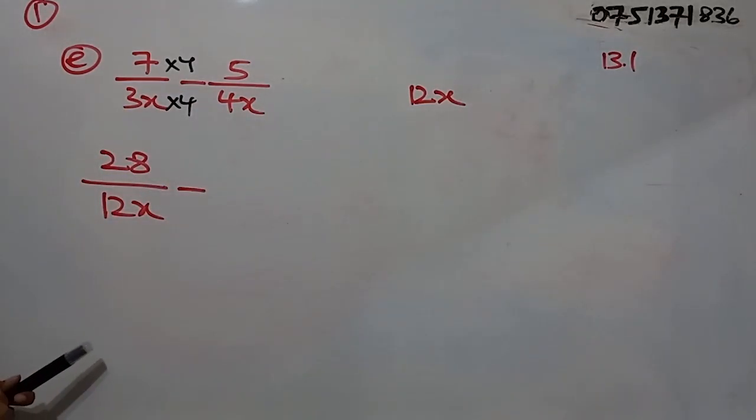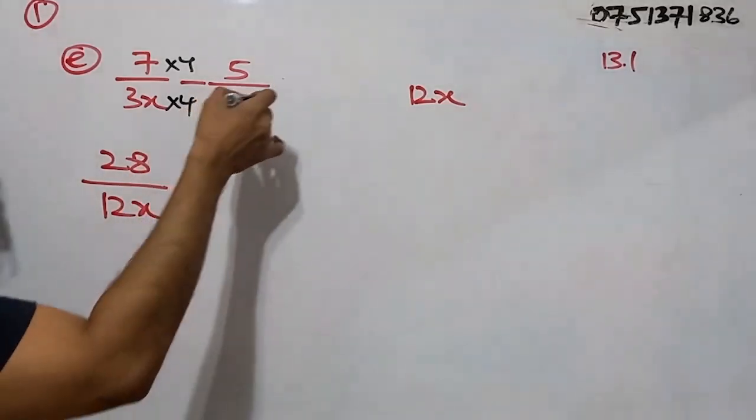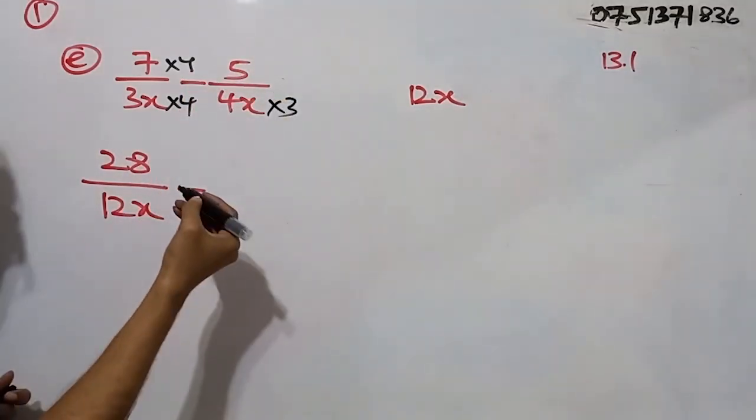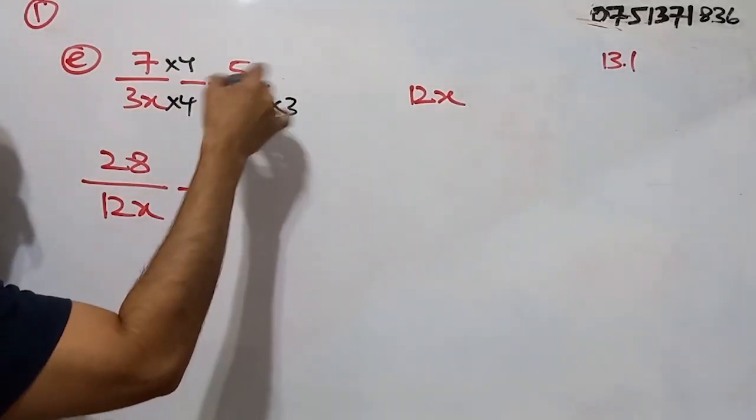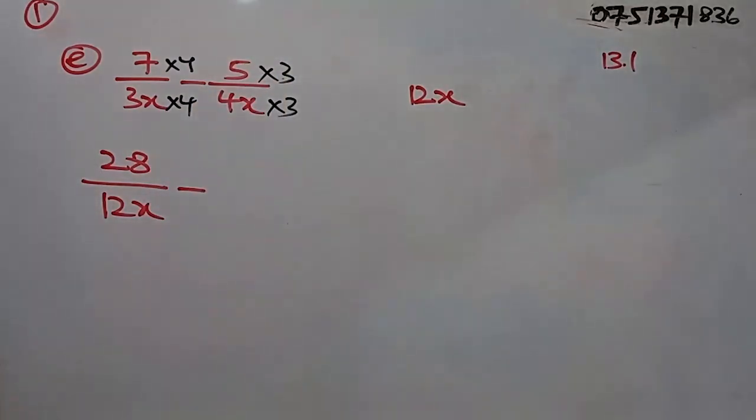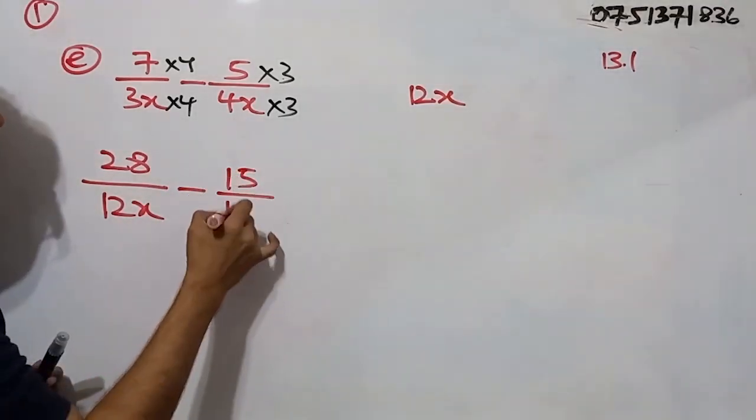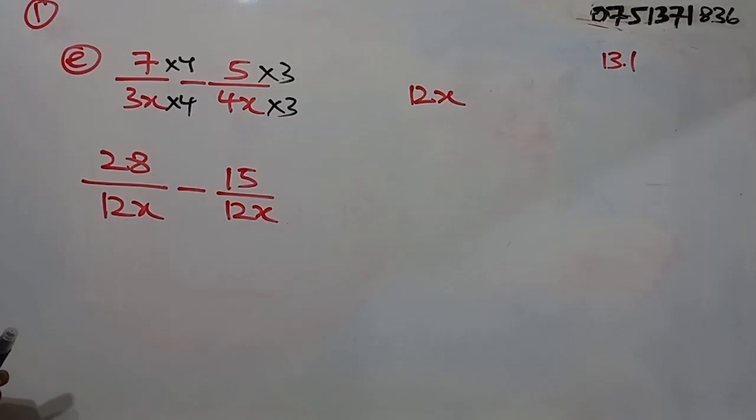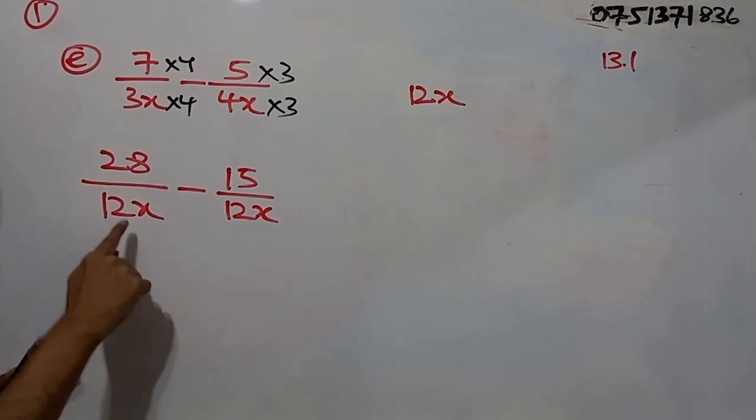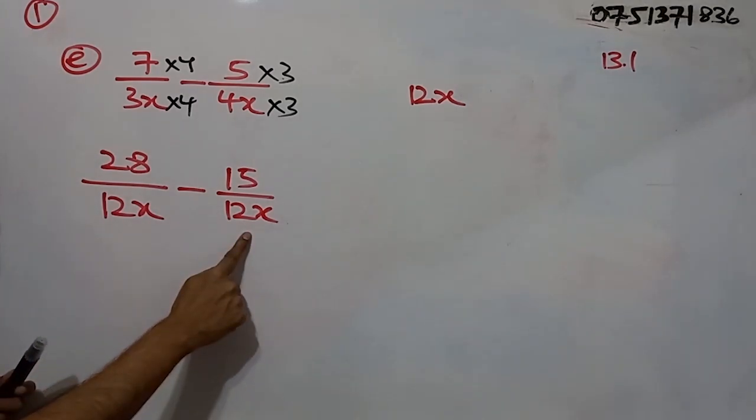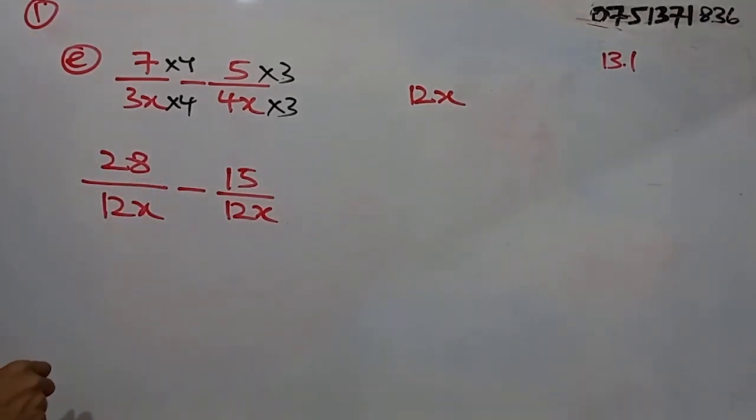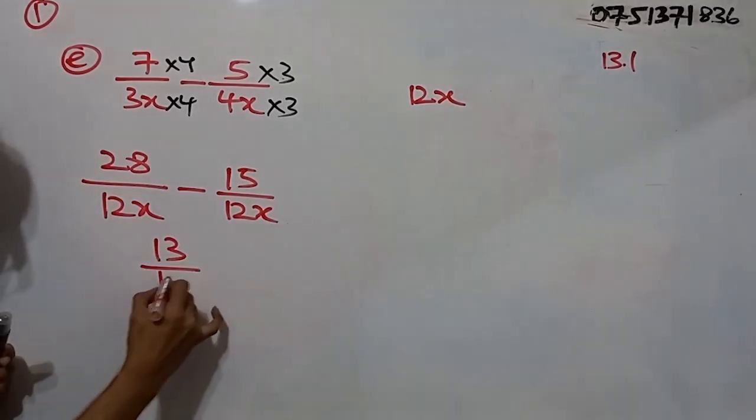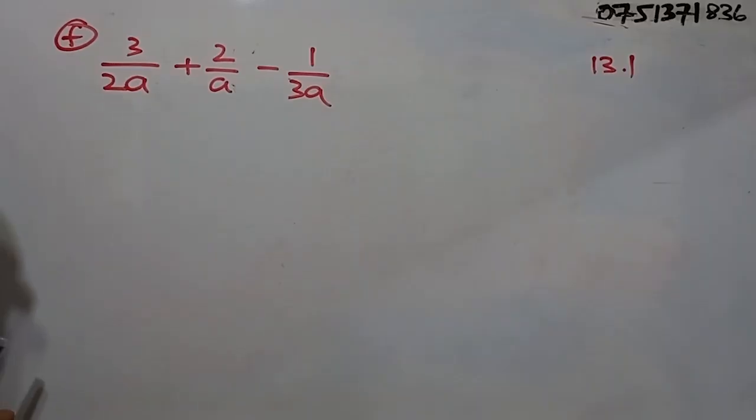Minus, now the next fraction. What do we have to multiply 4x with? With 3. Since I am multiplying the denominator by 3, I have to multiply the numerator by 3 as well. So 5 into 3, that is 15. 15 by 12x, right? Now both fractions have the same denominator, so I can simplify the numerators. So 28 minus 15, what do we get? 13. So that means the answer is what? 13 by 12x.